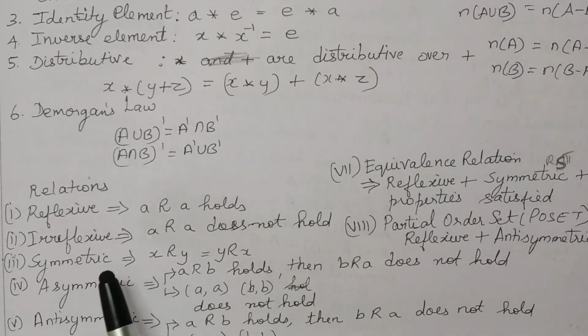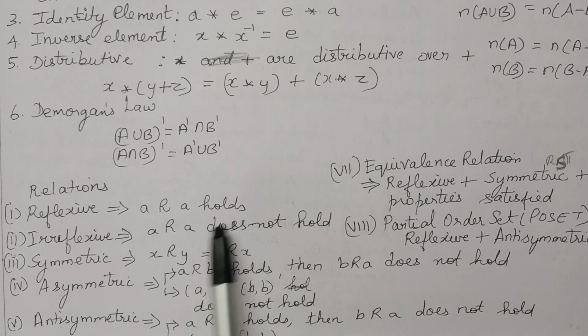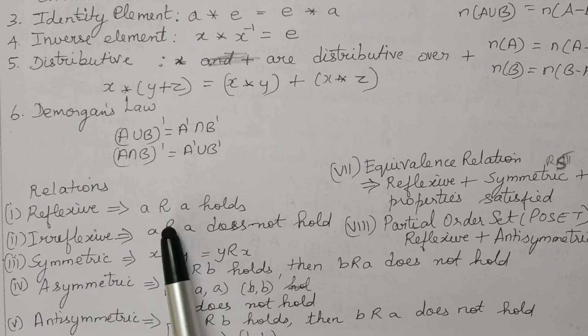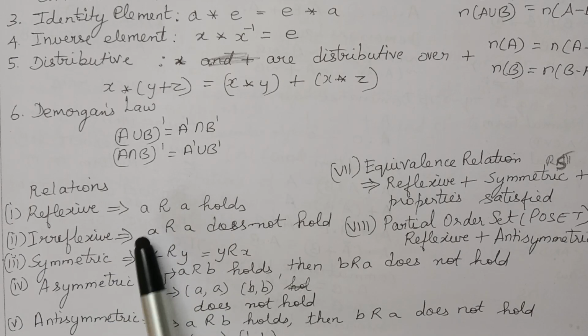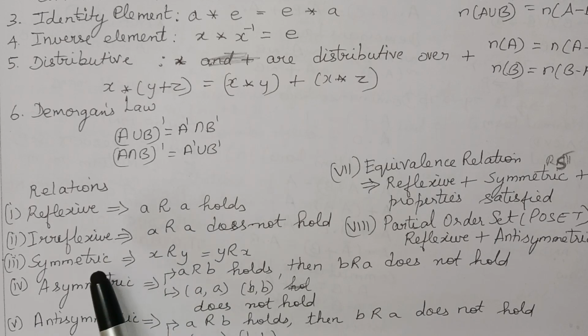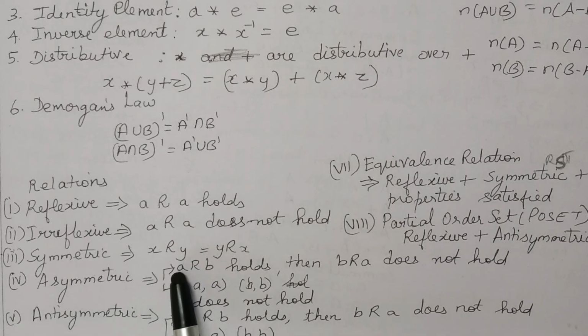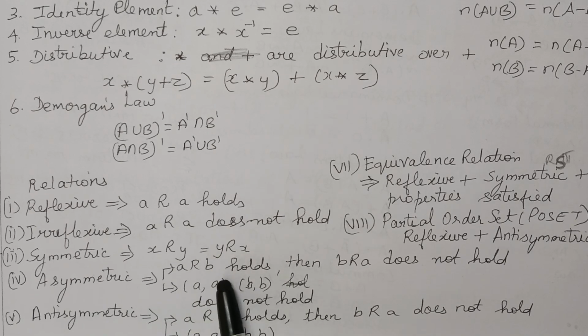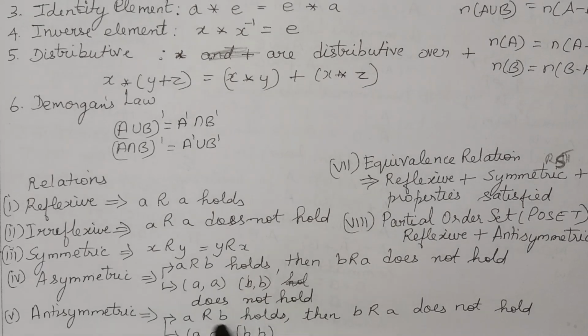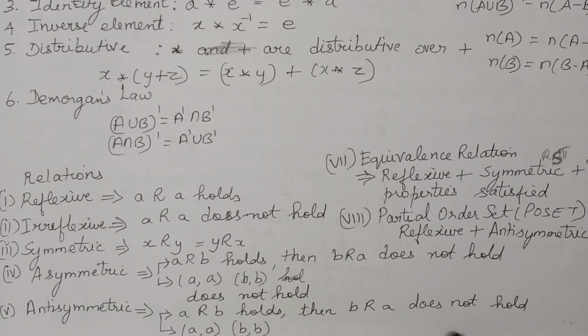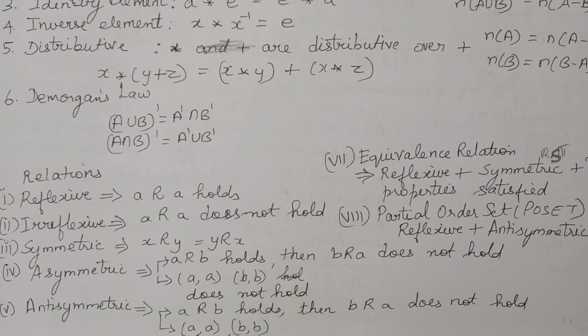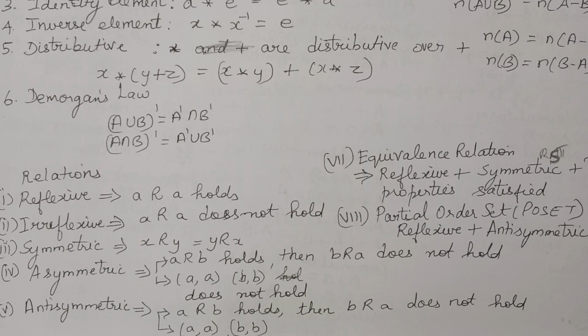So what are the relations? Reflexive relation: A relation A holds. If it's A, then A relation A should be there for reflexive. Irreflexive means A relation A does not hold. Symmetric: X relation Y means Y relation X. Asymmetric means A relation B holds, then B relation A does not hold. For antisymmetric, A relation B holds and B relation A holds only if A and B are equal. This is the difference between asymmetric and antisymmetric.